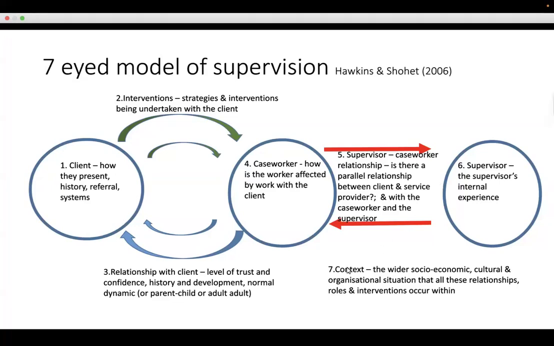So mode number 7, and final, is about the broader context. That's really the wider socioeconomic, cultural, and structural organizational context that shapes all of these other elements of the supervision. And again, this is an incredibly vital part of every supervision session. Supervision should be considered in context. It cannot be taken in isolation, because as we started saying early on, it's never only about the relationship between the supervisor and the supervisee.